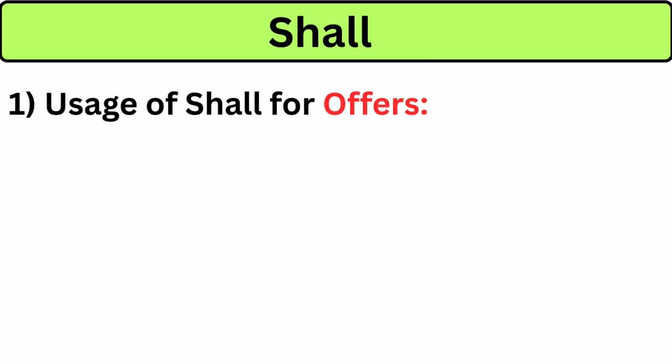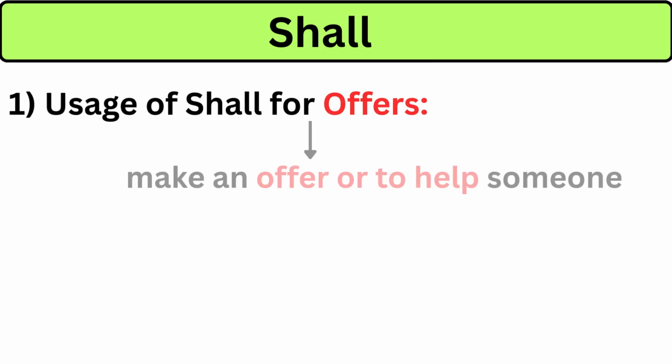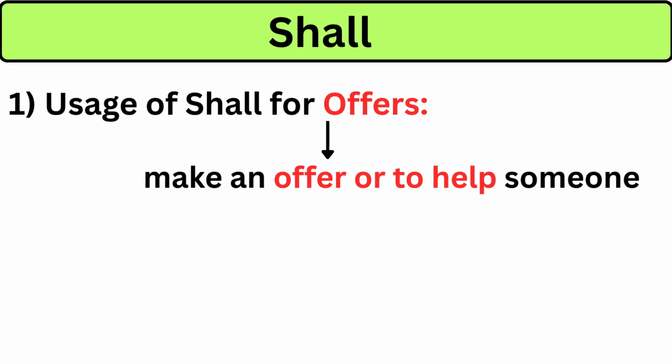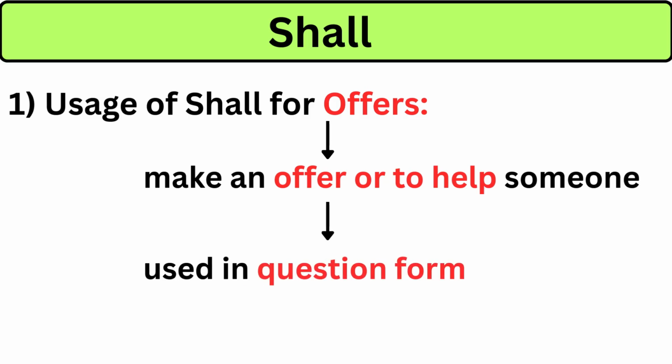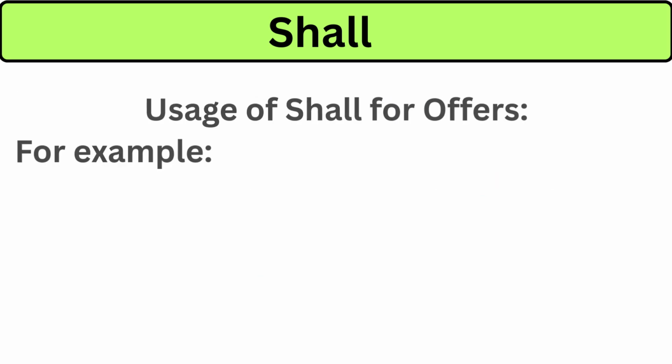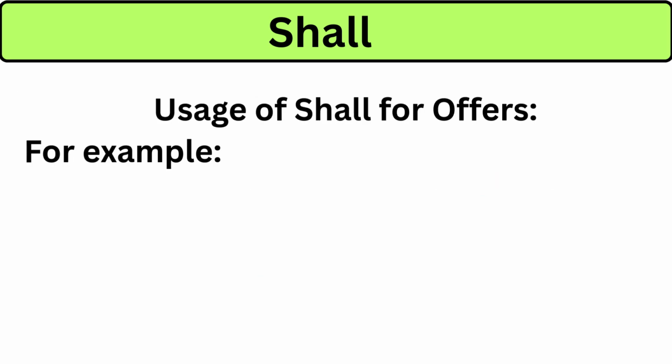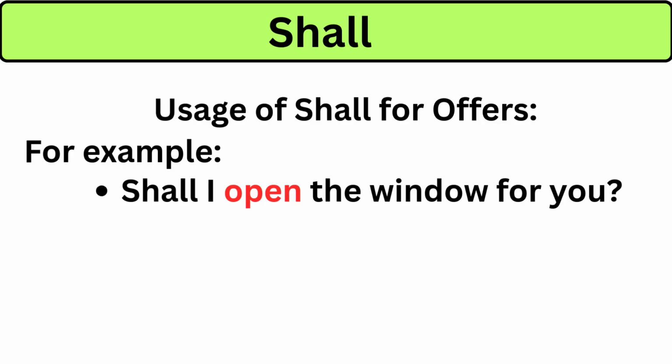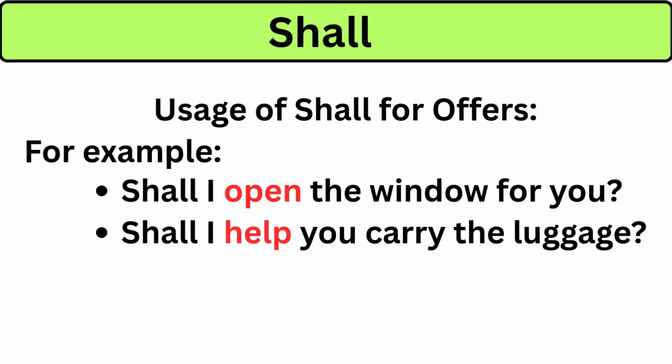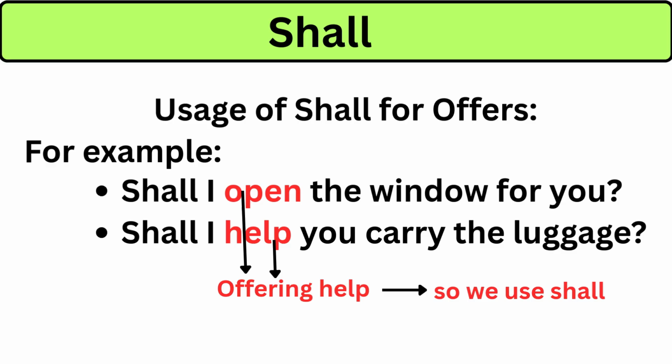Usage of shall for offers. Shall is used to make an offer or to help someone. For offers, shall is mostly used in question form. For example, shall I open the window for you? Shall I help you carry the luggage? In both sentences, we are offering help to someone, so we use shall.